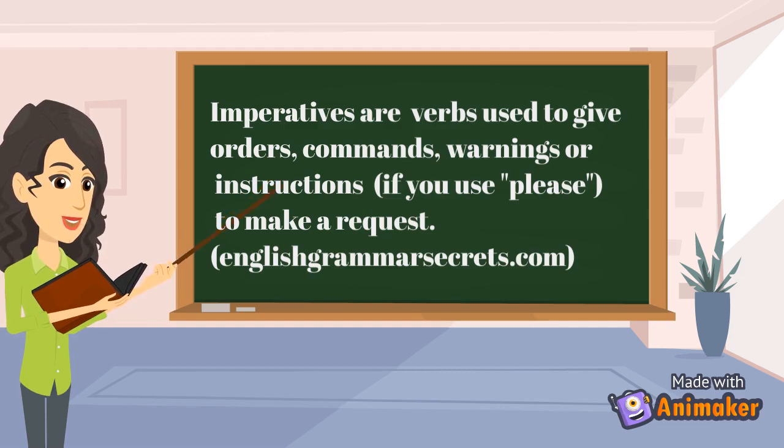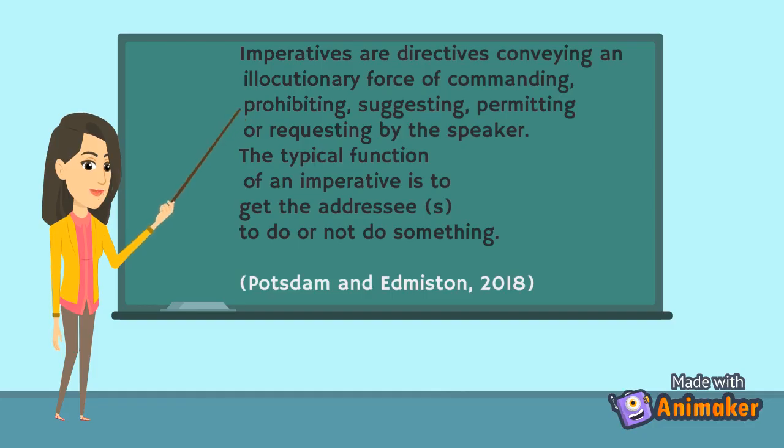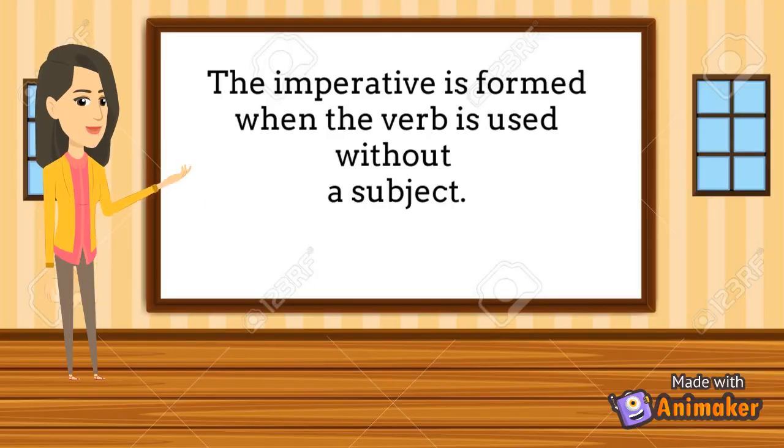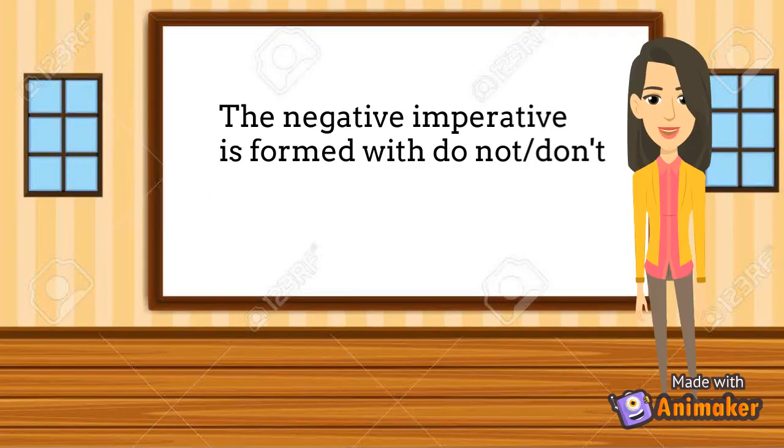If you use please, you make a request. According to Eric Potsdam and Daniel Edmiston, 2018, imperatives are directives conveying an illocutionary force of commanding, prohibiting, suggesting, permitting, or requesting by the speaker. The typical function of an imperative is to get the addressee to do or not do something. The imperative is formed when the verb is used without a subject. The negative imperative is formed with do not or don't.